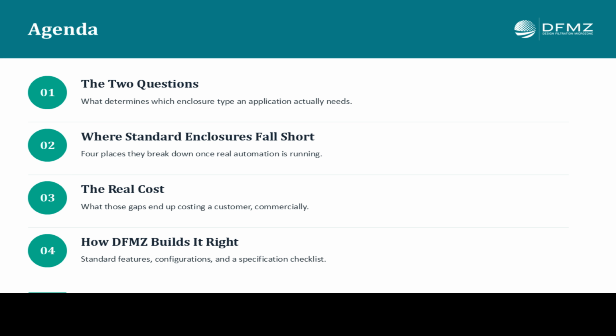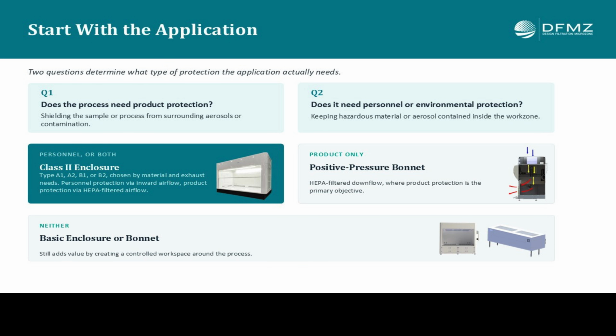Let's get into it. In session 1, we covered the 4 things DFMZ protects at a company level. Today, we're narrowing in on automation enclosures specifically, and more importantly, on why a standard enclosure isn't always the right solution for a specialized lab environment. Standard enclosures are built for general purpose use, which makes them a reasonable fit for straightforward processes. But specialized automation often asks for more than a standard configuration can give it.